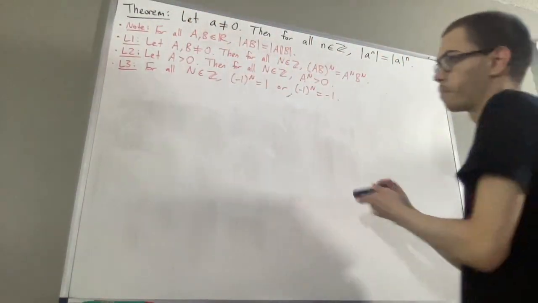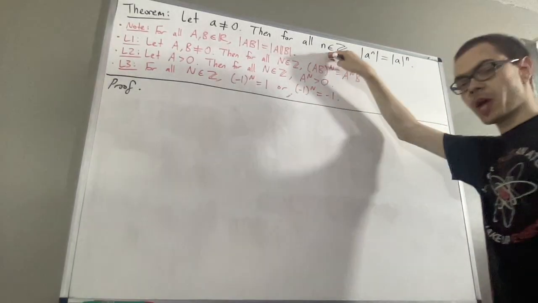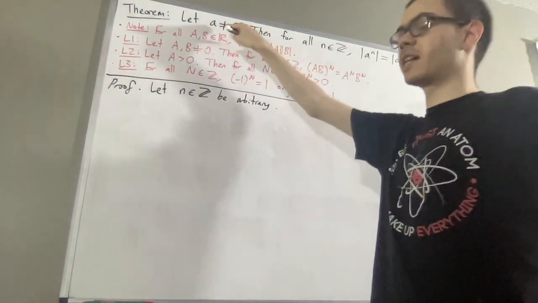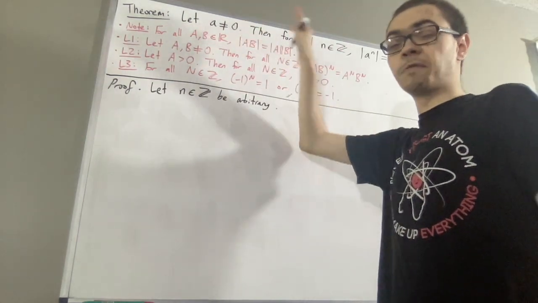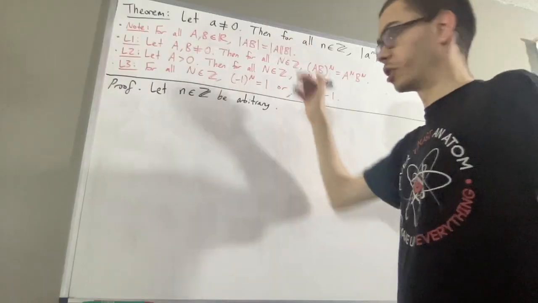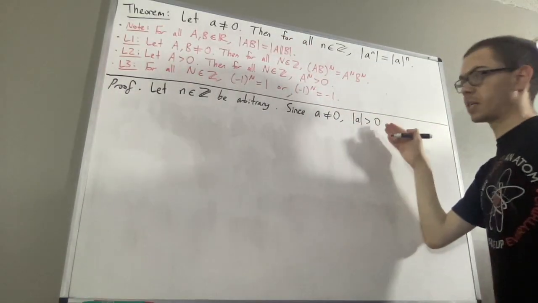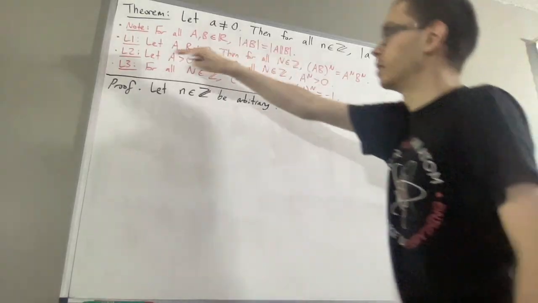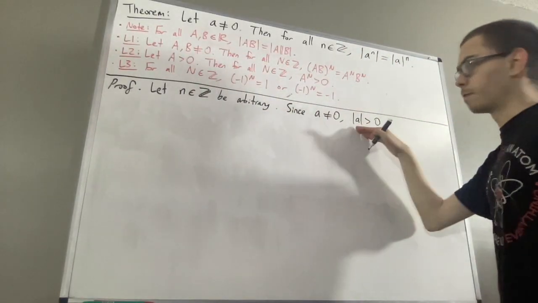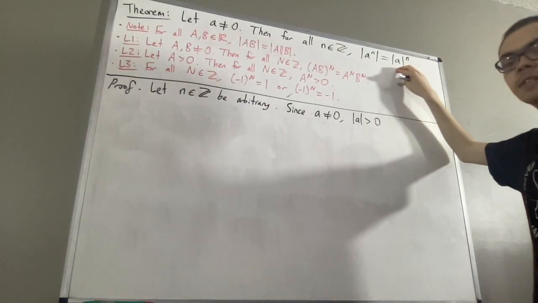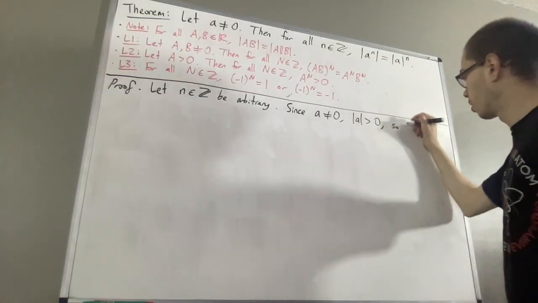So now let's get into proving this theorem. To start out the proof, let's give ourselves an arbitrary integer n. Now, since a is a non-zero real number, we know that the absolute value of a is a positive real number. So since the absolute value of a is a positive real number, then by lemma 2, it follows that the absolute value of a to the power of n, right, the guy on the right-hand side, is a positive real number.